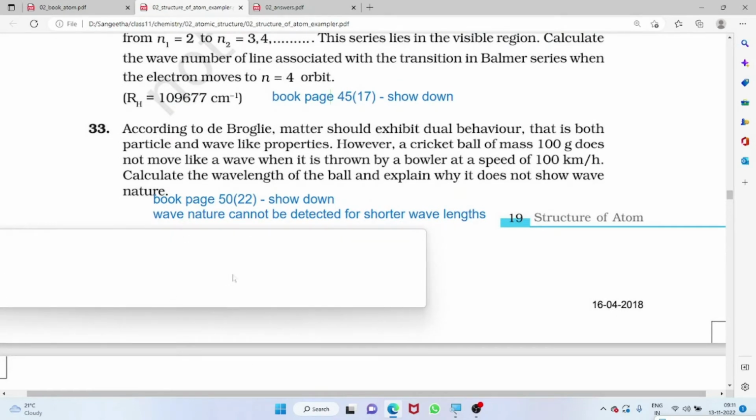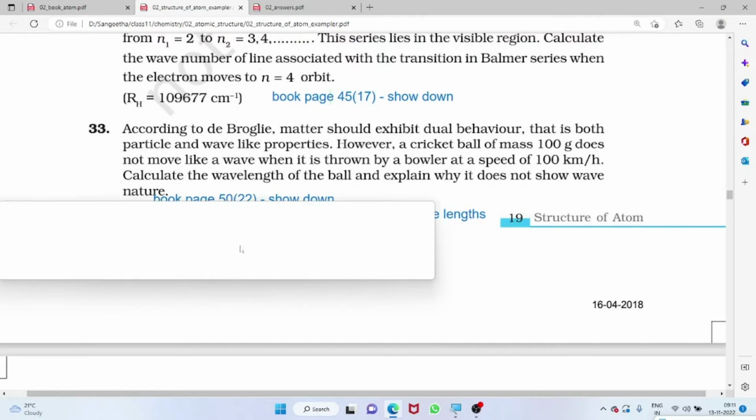According to de Broglie, matter should exhibit dual behavior, that is both particle and wave-like. However, a cricket ball of mass 100 gram does not move like a wave when it is thrown by a bowler at a speed of 100 km per hour. Calculate the wavelength of the ball and explain why it does not show the wave nature. Wave nature cannot be detected for shorter wavelengths.